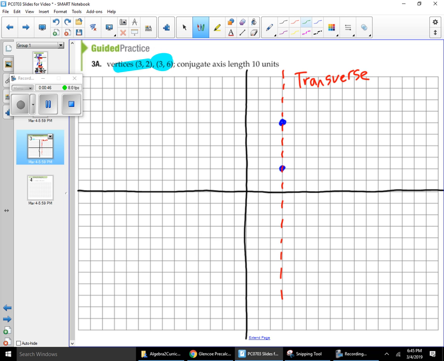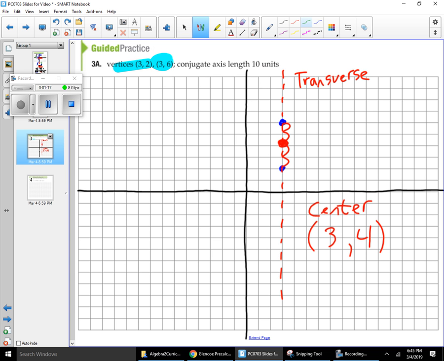I can do this by counting. 1, 2, 3, 4 units between those two vertices. I need to cut that in half. Half of 4 is 2. So there's a lot that's given just with those two vertices. It's quite nice. Let's go ahead and write that down. Our center is going to be (3, 4). So we have quite a bit of information already, but note that it's not quite enough.